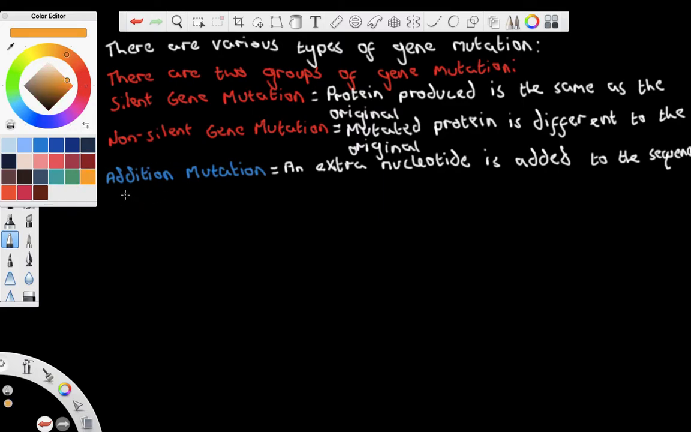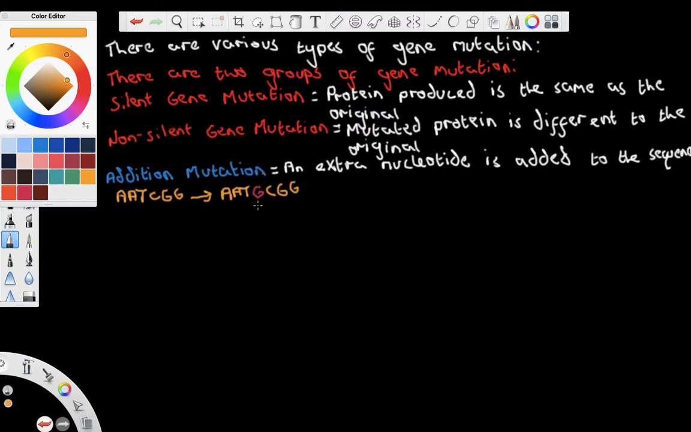So let's say rather than having A, T, C, G, G, you're now going to have A, A, T, then we're going to put in a G, and then C, G, G. Now, you know that it's an addition mutation. A quick way of working this out is by counting the number of bases. So, for example, this one started with 1, 2, 3, 4, 5, 6. It's now got 7. So you know something's been added.